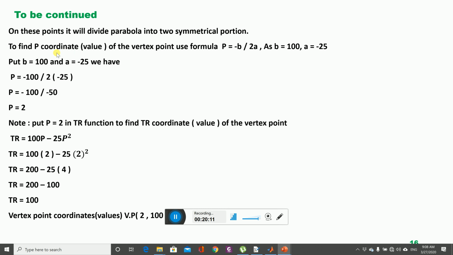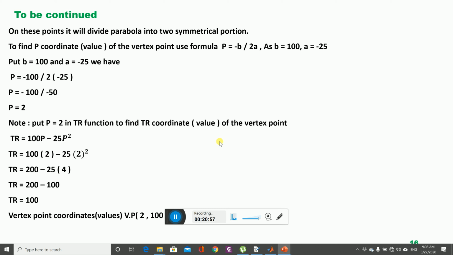To find the price coordinate value of the vertex point, use a formula. To find the p coordinate value of the vertex point, we can use the formula p is equal to minus b over 2a. Here b is 100 and a is minus 25, so minus 100 over minus 50, so p is equal to 2. Now put p is equal to 2 in the original function to find the total revenue coordinate value of the vertex point. So we put p is 2: 200, and 2 raised to the power 2 is 4, 25 times 4 is 100, so 200 minus 100 is equal to 100. The vertex point coordinates are 2 and 100.